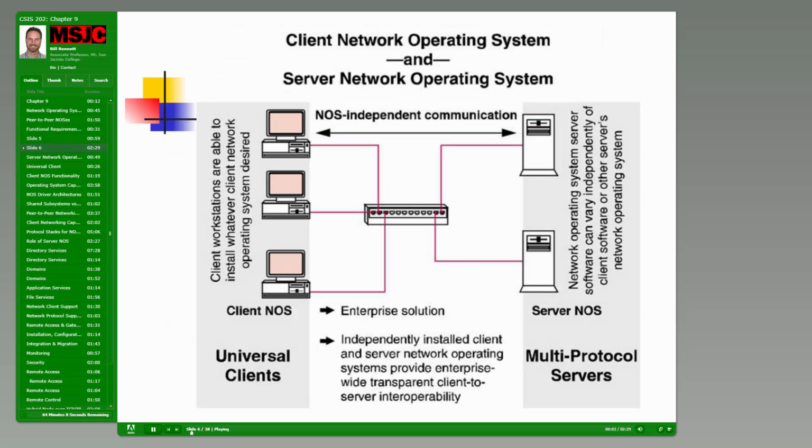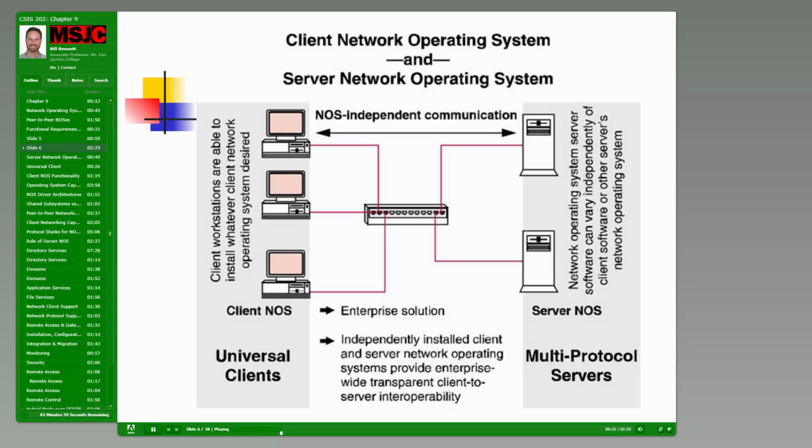This graphic then reflects the change that has occurred, where the client network operating system is completely independent of the server network operating system. So you can be running Mac OS or Linux or Windows or Unix as the client operating system, and you can be running any of a variety of different server operating systems as well, like Windows Server, Linux Server, Unix servers, or even Mac servers. And so this is referred to as an enterprise solution.